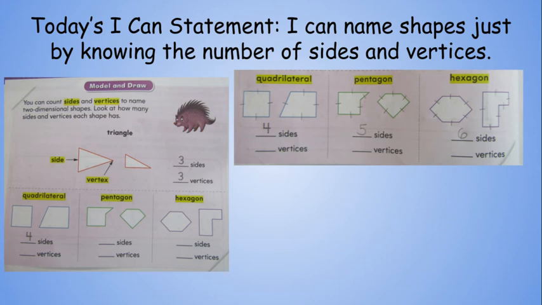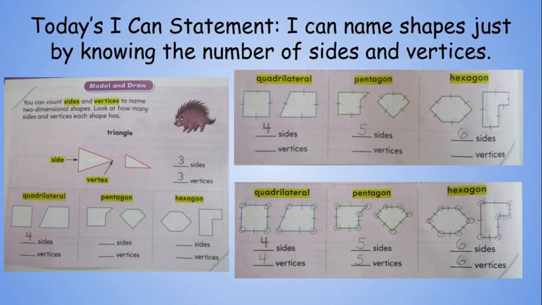Now, let's take a look at the number of vertices each of these shapes has. We're going to identify the vertices by drawing a circle around each of them, just like this. So looking at my quadrilaterals, I went through and I circled each of the vertices and found that there are 4 vertices for each quadrilateral. On my pentagons, there are 5 vertices, and on my hexagons, there are 6 vertices.